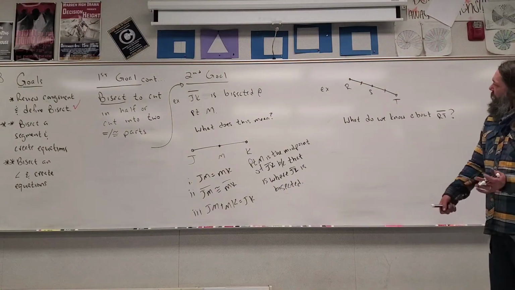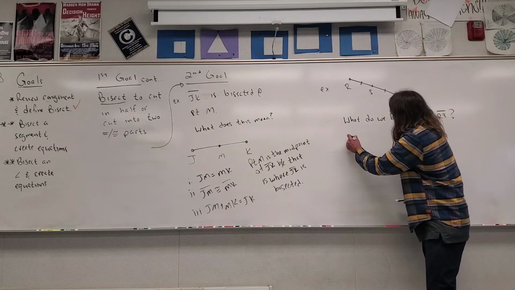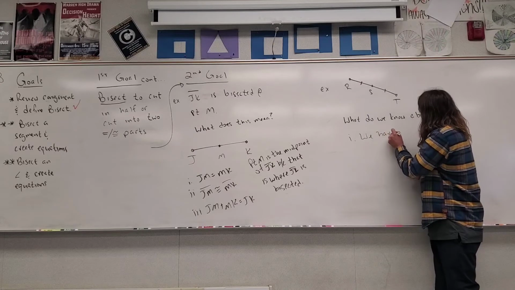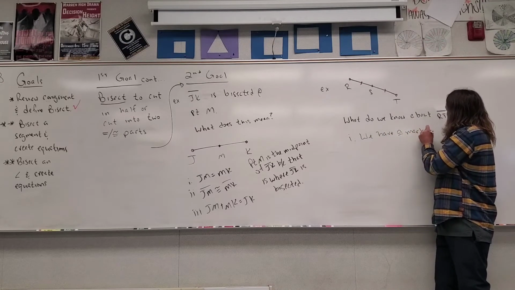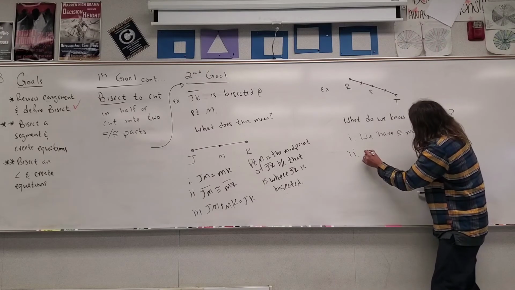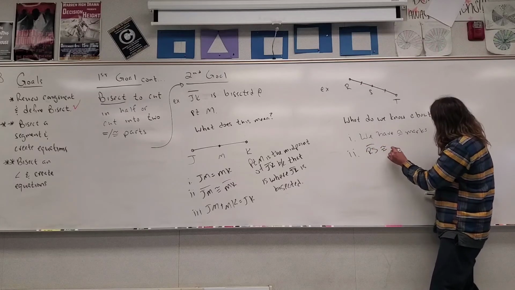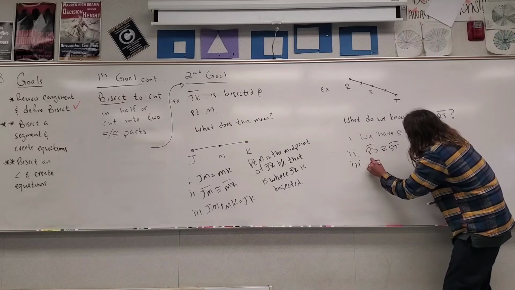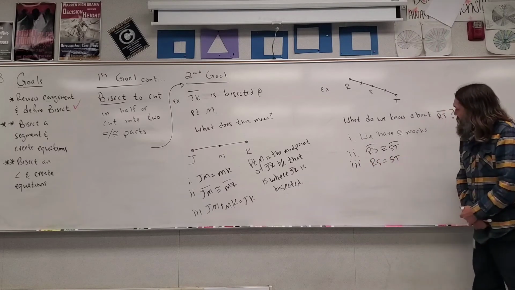So what can we say about segment RT? Well, first thing I can say is we have congruent marks, right? And since we have congruent marks, that means that the segment RS must be congruent to segment ST. That also means that the length of segment RS must equal the length of segment ST.